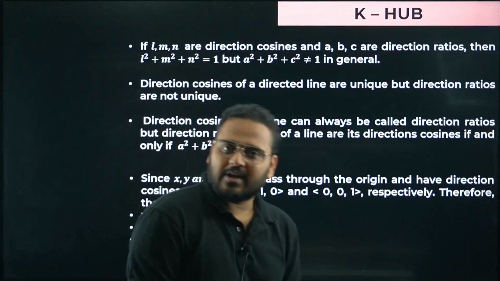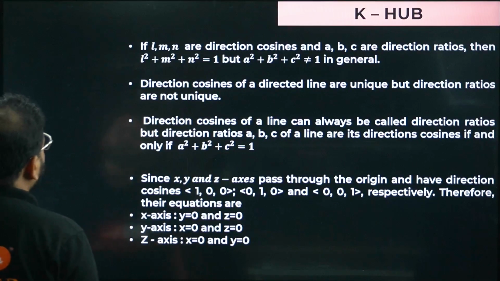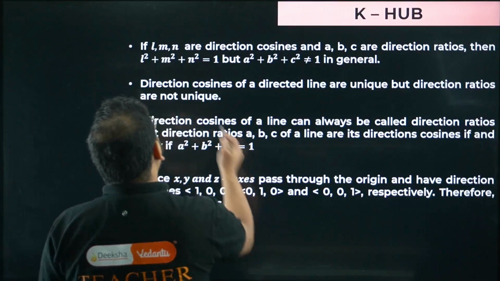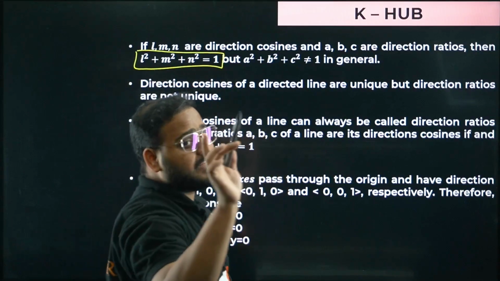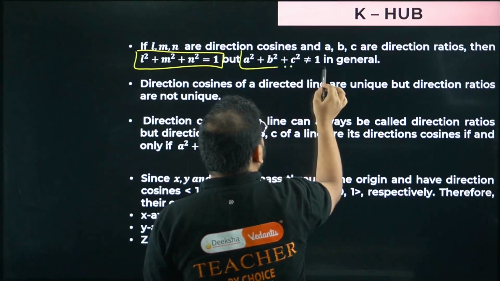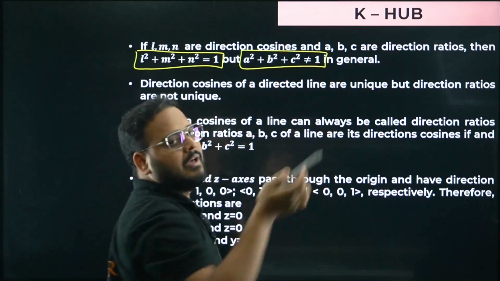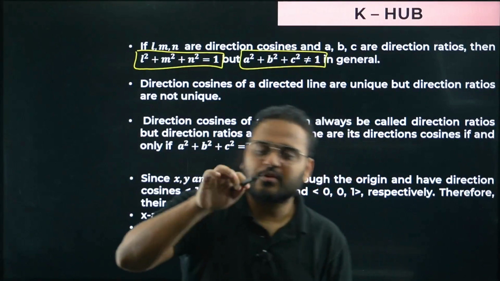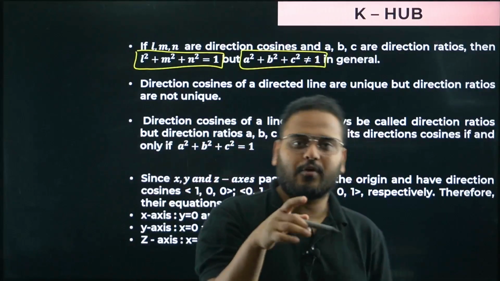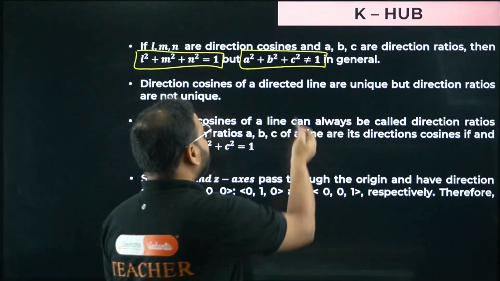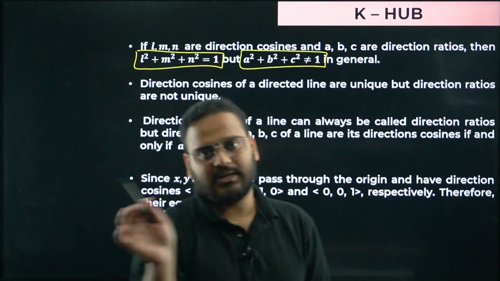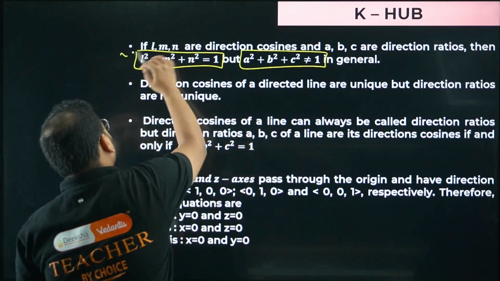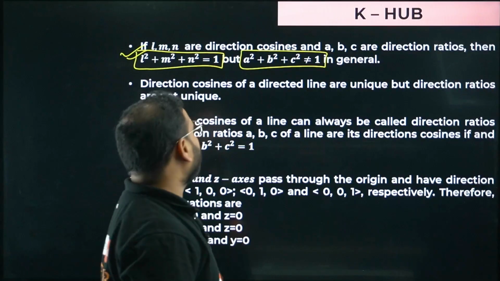In the knowledge hub today we have, please have a look. Okay, I've done this already. Check here, l square plus m square plus n square is equal to 1, but not necessarily a square plus b square plus c square will be equal to 1 as well, unless they are both equal. Whenever we have direction ratios and cosines equal to each other, then of course the property will be valid. Otherwise you cannot say that a square plus b square plus c square will be equal to 1. Cannot say that. Okay, this is all right. So what next now?